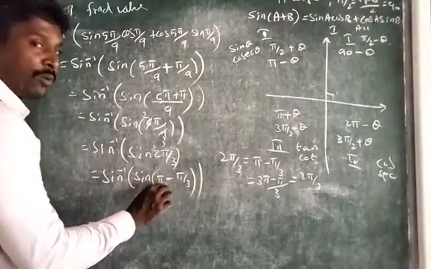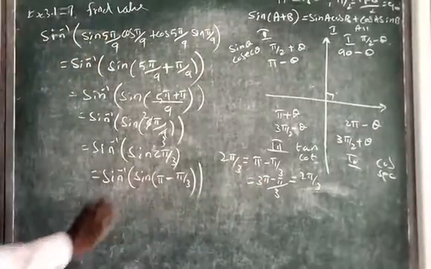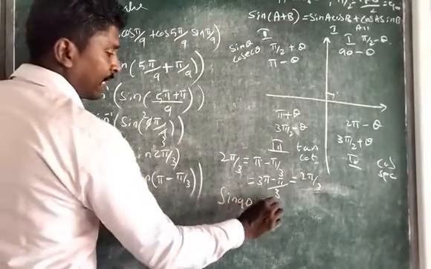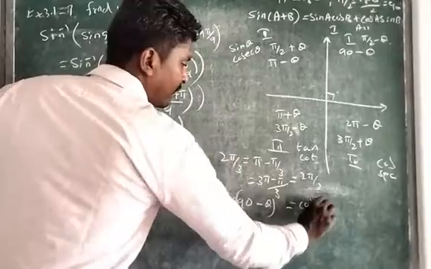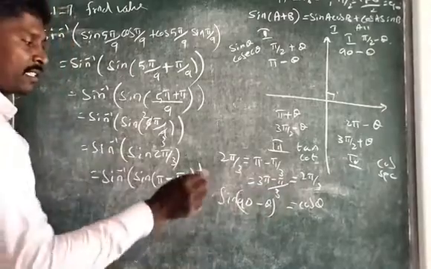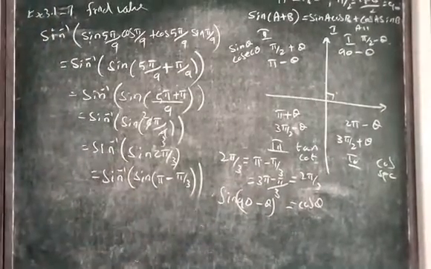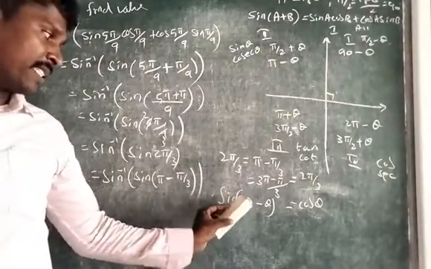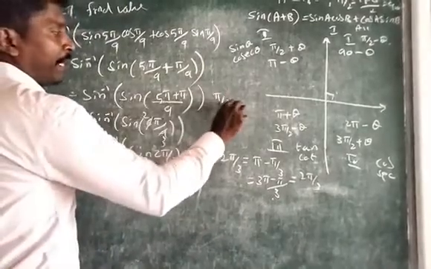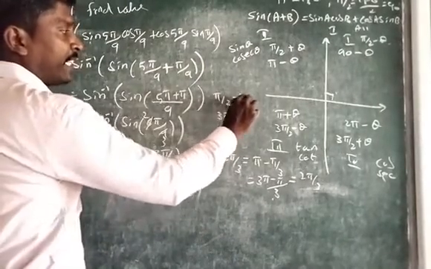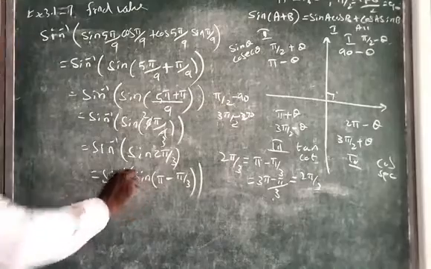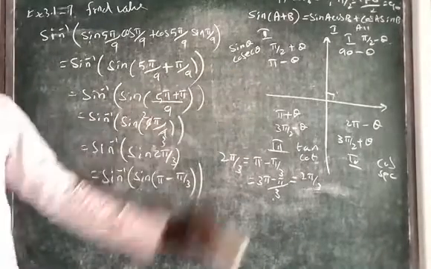Suppose pi by 2 or 3 pi by 2 comes, you have to change the ratio. For example, we know sin of 90 minus theta is equal to cos theta. Sin is positive, but when 90 comes, sin changes into cos, cos changes into sin, tan into cot, secant into cosecant. So wherever pi by 2 or 3 pi by 2 comes, we have to change. Pi by 2 represents 90, 3 pi by 2 represents 270. So when these values come, you always have to change the ratio.